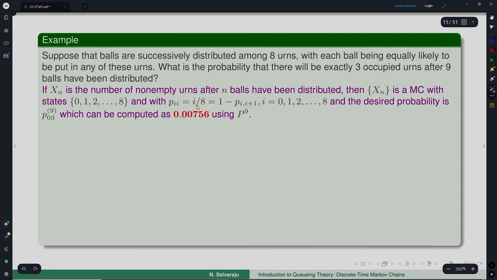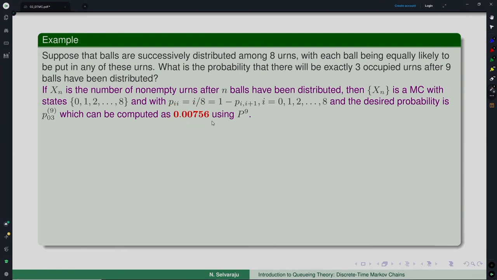So, you will see that from I, it either goes to I or to I plus 1, because once the process reached state 3, it will remain at 3 or it will move to 4, it will not come back to 2, because we are counting the number of non-empty urns. So, this is what the transition probabilities would be, and the desired probability is P 0 3 in 9 steps, moving from 0 to 3 in 9 steps. Once you write down this P, raise it to the power 9 and compute P 0 3 of 9 step, it will turn out to be this probability.